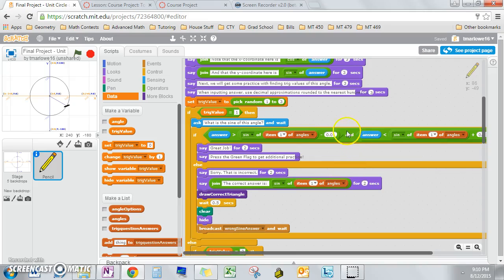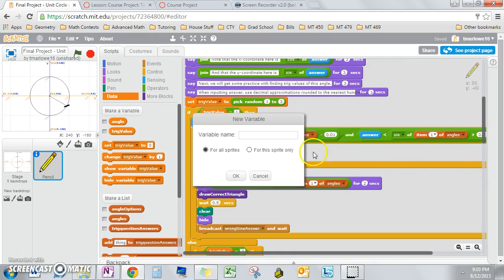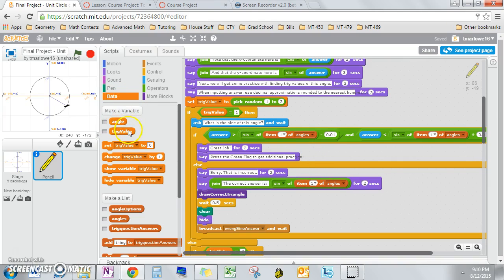So in the next part of our program, we're going to have it ask us at random what the sine or cosine or tangent of the angle we've been working with on the unit circle is so far. In order to do this, we're going to utilize the idea of random variables. So in our data menu, we're going to make a variable, and I already made it over here. It's called trig value, and we're going to set that trig value to pick a random number between 1 and 3. 1's going to correlate to sine, 2 cosine, and 3 tangent.